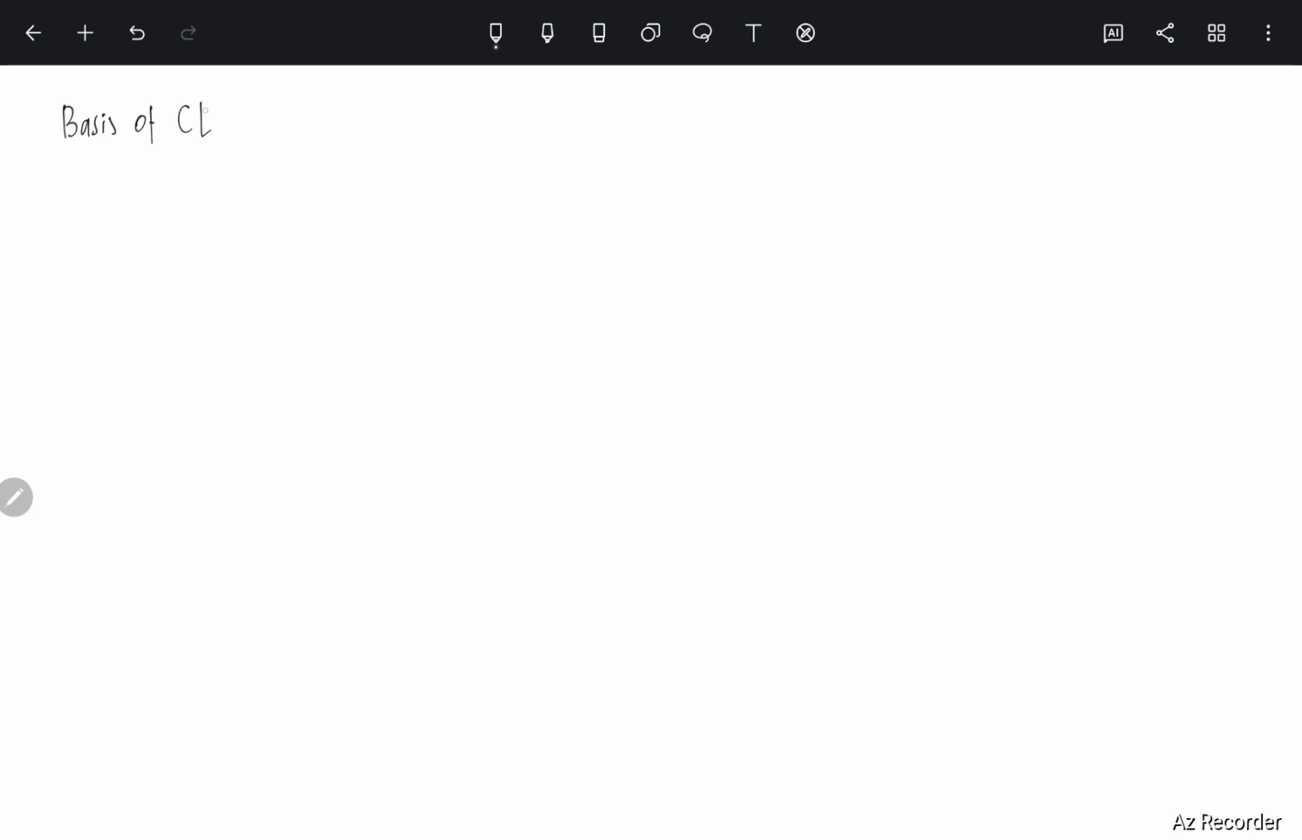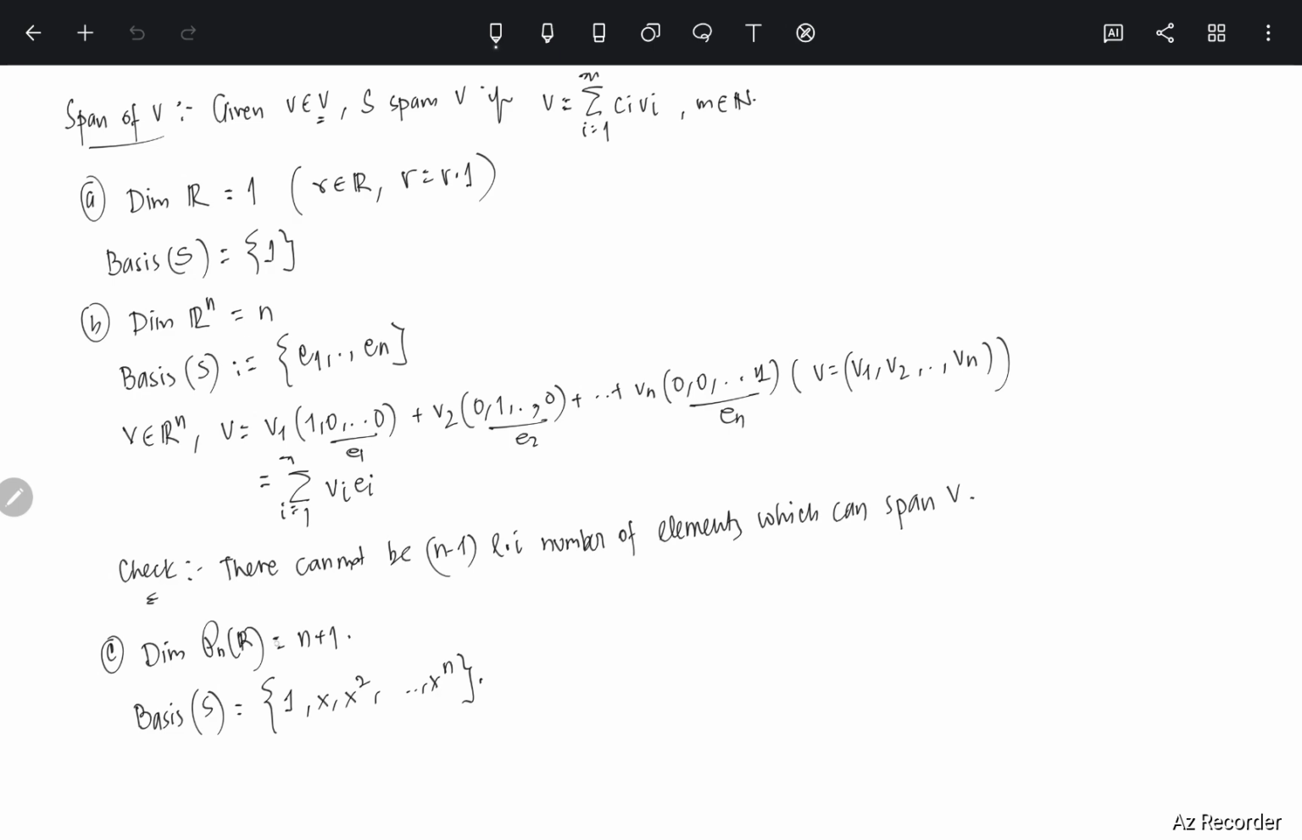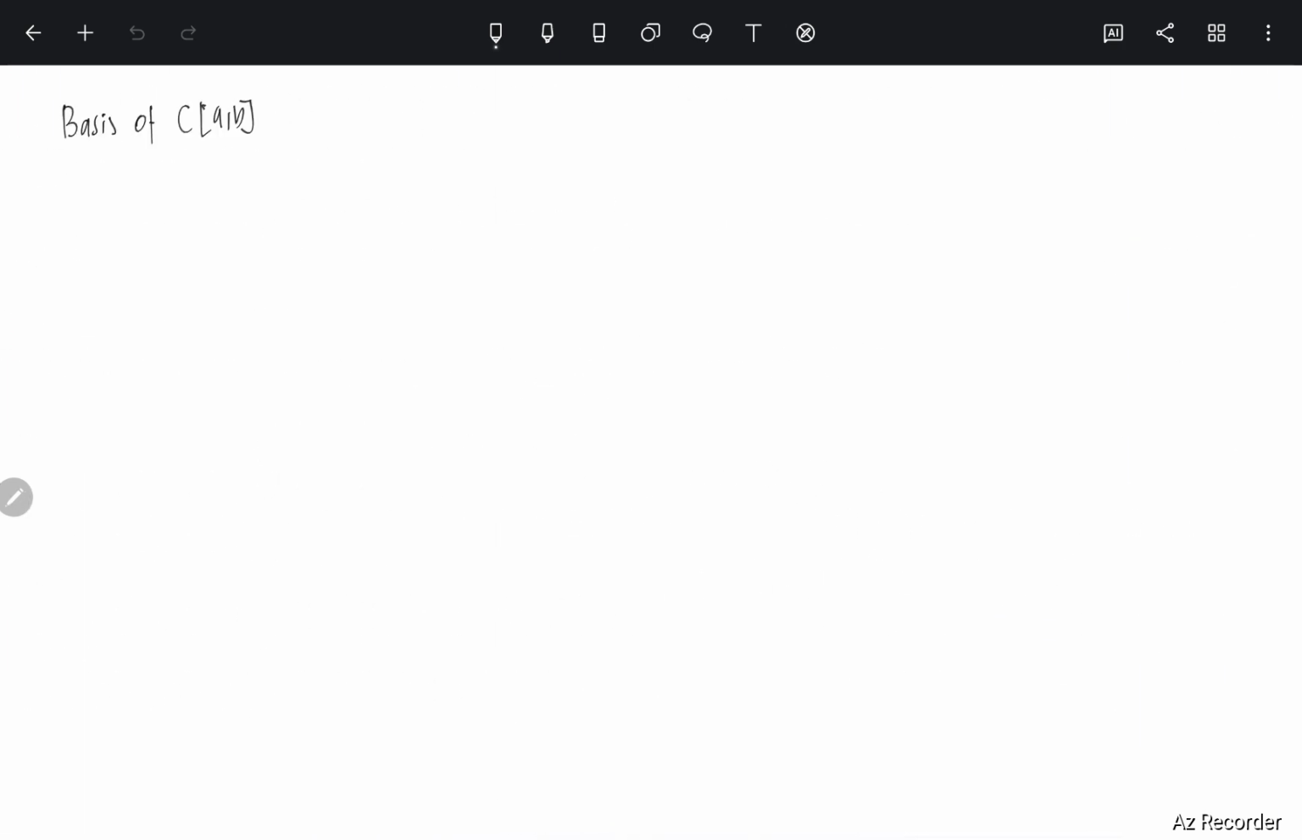Basis of C[a,b]. Okay. So what is the basis of C[a,b]? See, C[a,b] is a very different set than all of this, whatever I have defined, R, R^n, P_n(R). Why? Because this is an example of an infinite dimensional vector space. So basis of C[a,b], what is the basis? This is the question. So basically, we can say the dimension of C[a,b] is infinite.